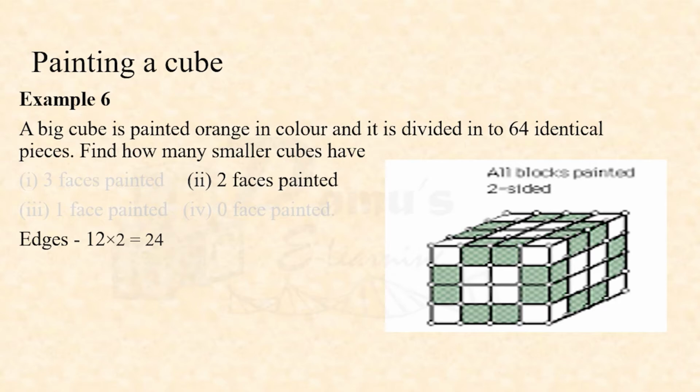The number of 2 face painted cubes are always seen at the edges. That means on every edge except the corner ones. So here it is 2. There are 12 edges, therefore 12 into 2, 24 small cubes.